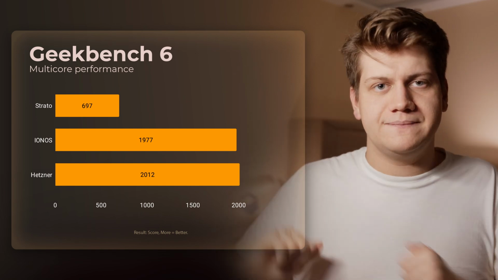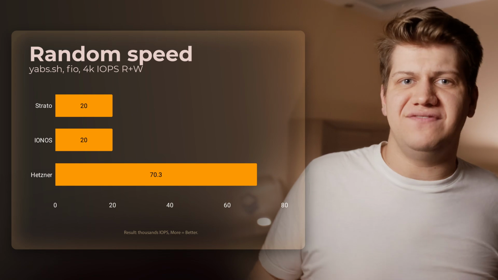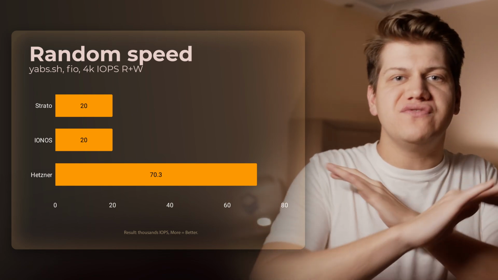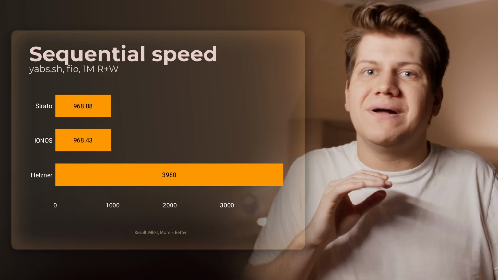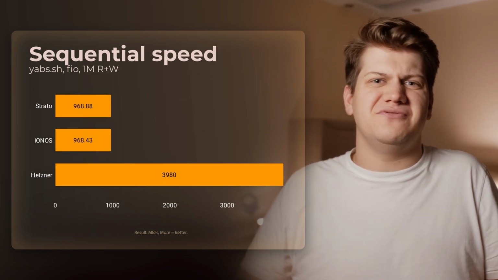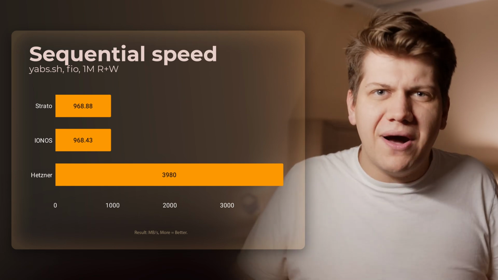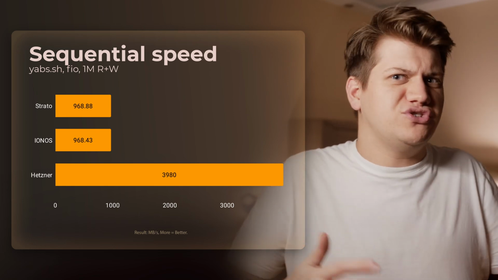In terms of I/O, we can see that Strato and Ionos are artificially limited, and that's nowhere near NVMe speeds. But I wouldn't say that these results are bad. For web hosting, these are way above what you need.